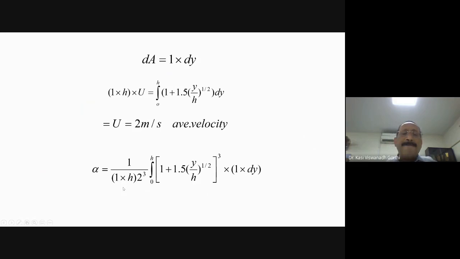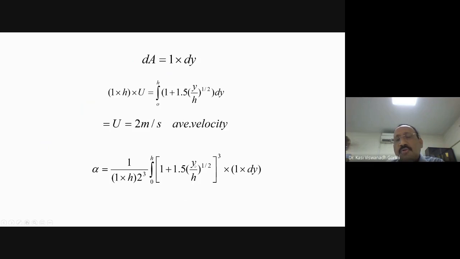meters per second. Alpha is given by the same expression, 1 by A integral of small u by capital U whole cube into dA. So make use of the same thing. So alpha is equal to 1 by A, the area for unit width into depth of flow h, so 1 into h, into integral of small u by capital U whole cube. Capital U is how much? 2. So this 2 cube has been taken out of the integral because this is constant. So this is 2 cube here.